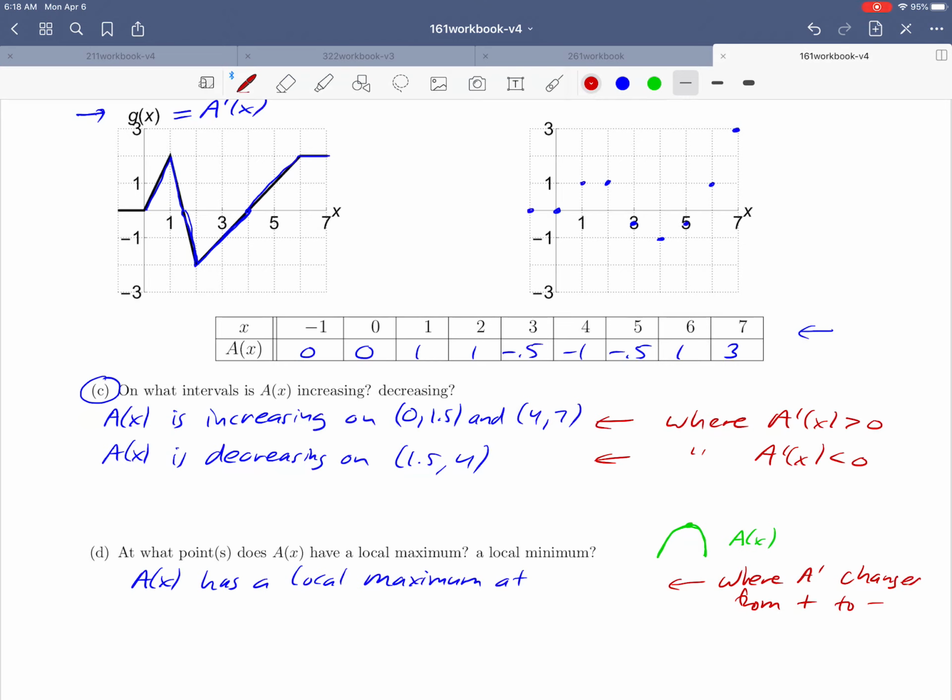Do you see any points back on the graph of the derivative up here at the top where the derivative graph goes from above the x-axis to below? I see one point right here at 1.5. Our graph is above the x-axis to the left and below to the right, so 1.5 should be a local maximum then of A. And local minimum, other way around.